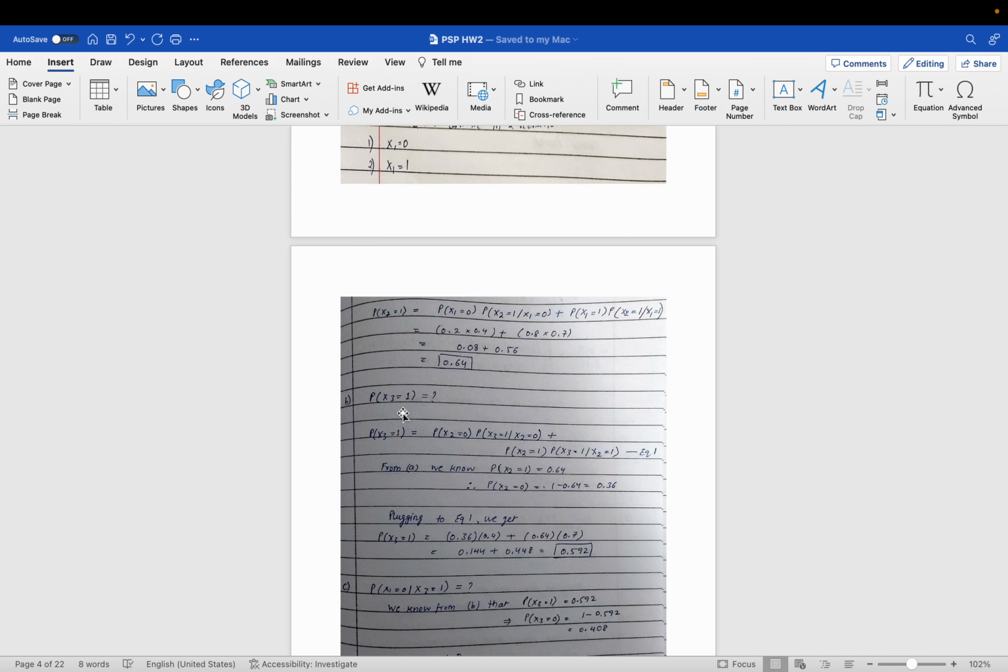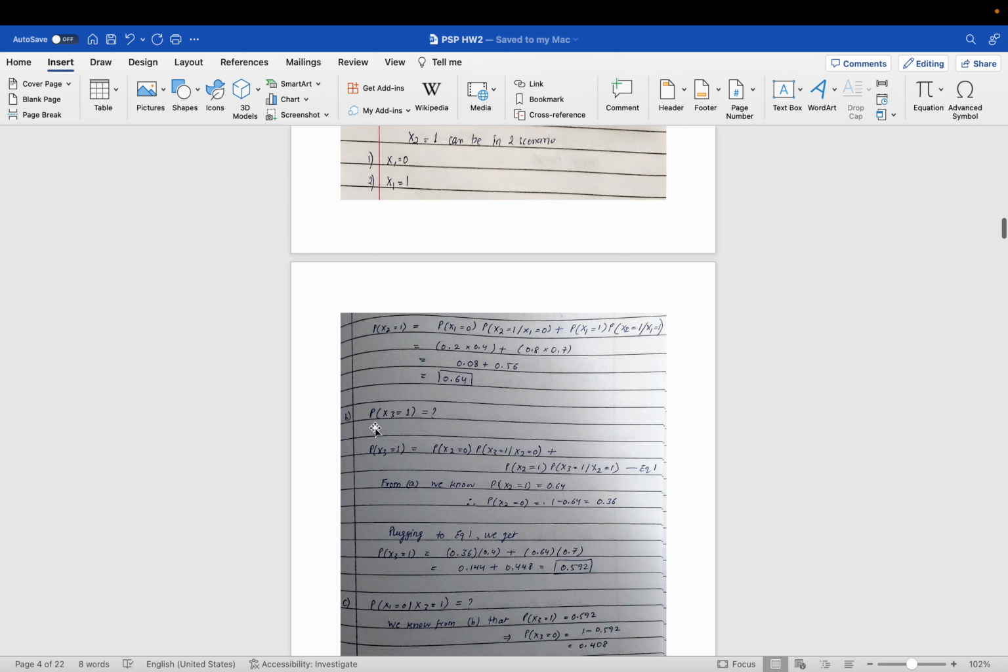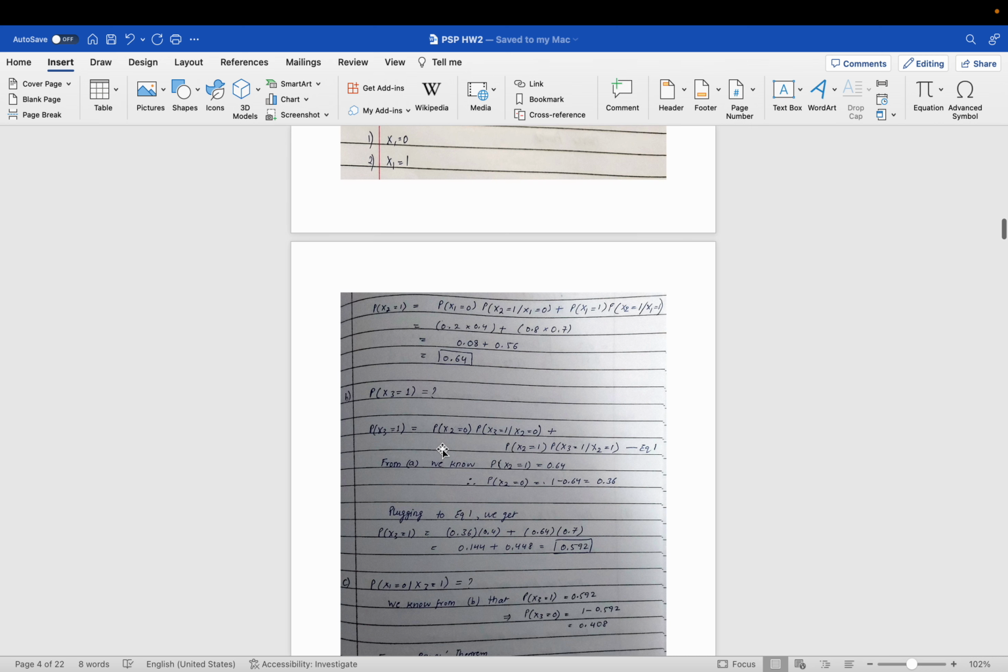Now in the second part, we need to find the probability that x3 is equal to 1. So again, this will have two scenarios. The input signal x2 that is passed through the noisy channel can be either 0 or 1. So considering both the scenarios, the probability that x3 equals 1 will be probability x3 equals 1 given x2 equals 0 times the probability that x2 is equal to 0 plus probability of x3 equals 1 given x2 equals 1 times the probability that x2 is equal to 1.